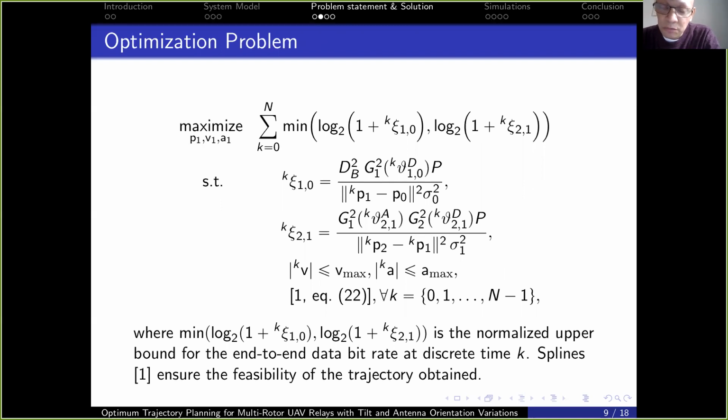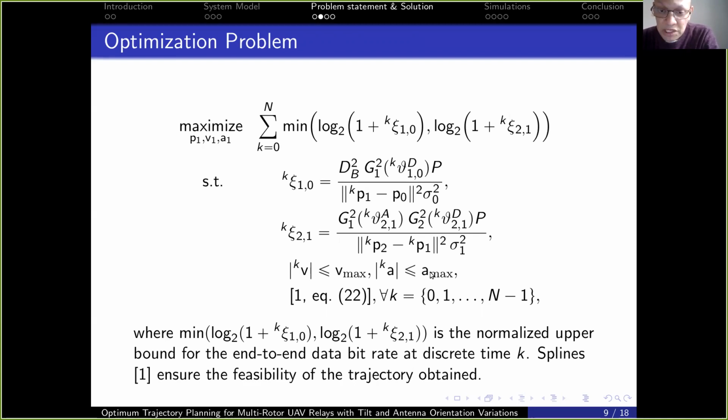Mathematically speaking, this can be put in this form. This is the channel gain of the communications relay channel between the UAV2 and the base station via the UAV1 acting as a relay. This is the SNR of the UAV1 to base station relay. This is the SNR of the UAV2 to UAV1 link.